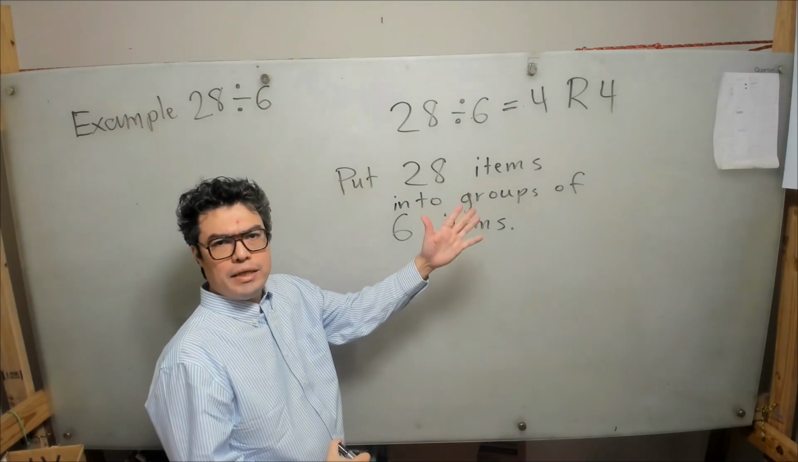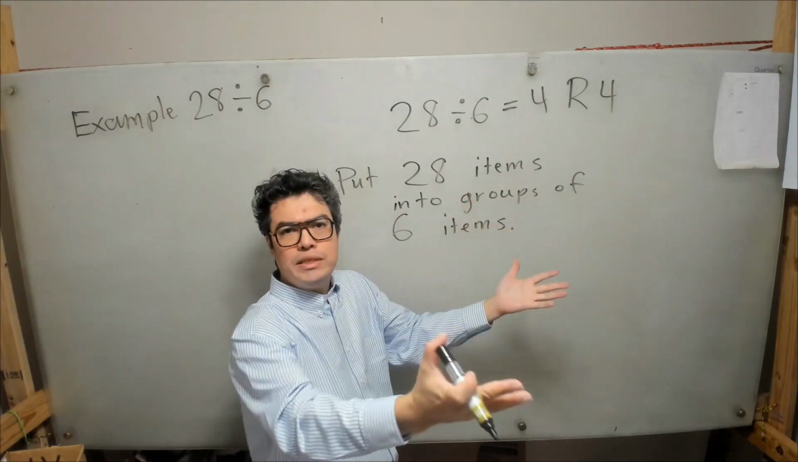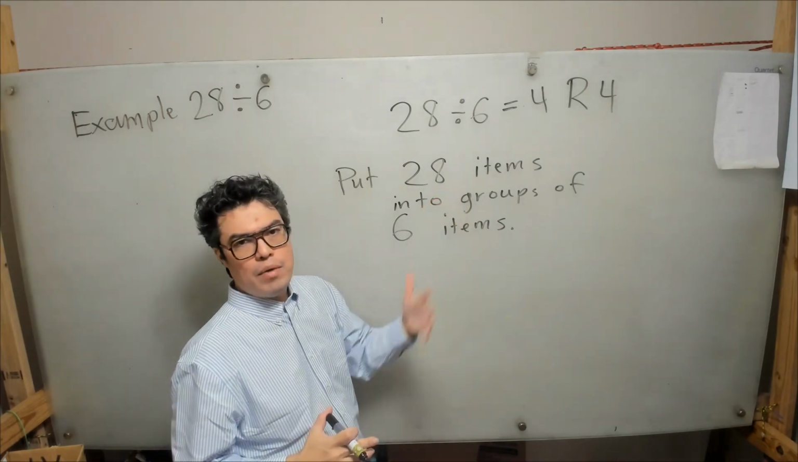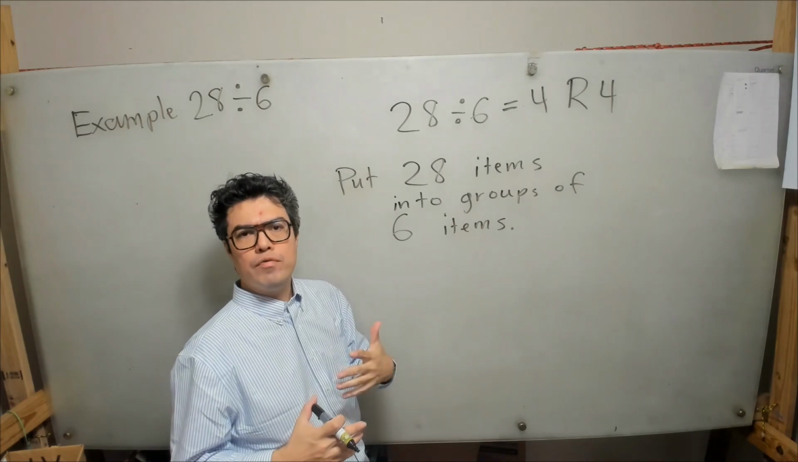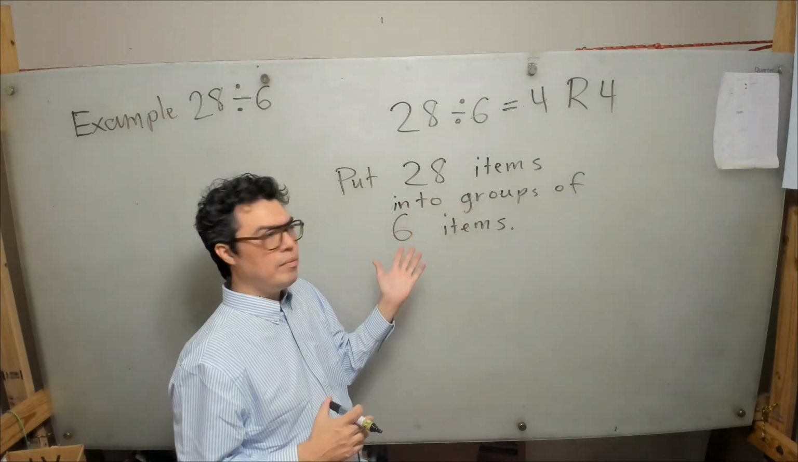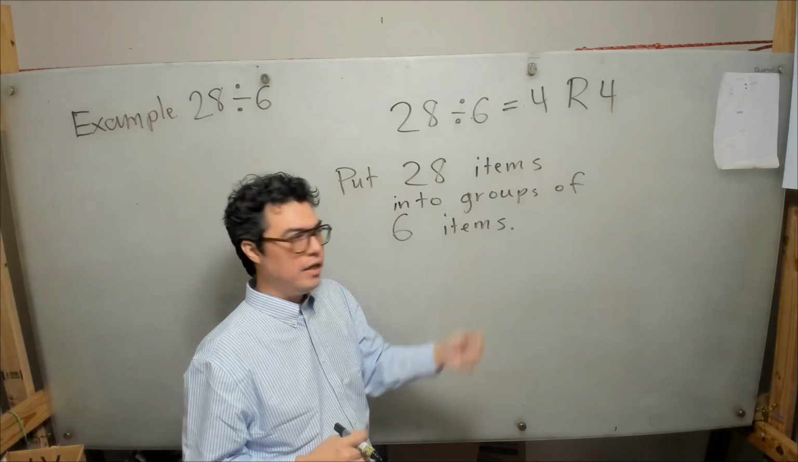These items could be anything. They could be guests at a party. I have 28 guests and my tables sit 6 people, for example. Or these could be candies. I want to buy candies for my guests at a party. I have 28 candies and I want to put them in groups of 6 because I want to give 6 candies per bag of candy, right?